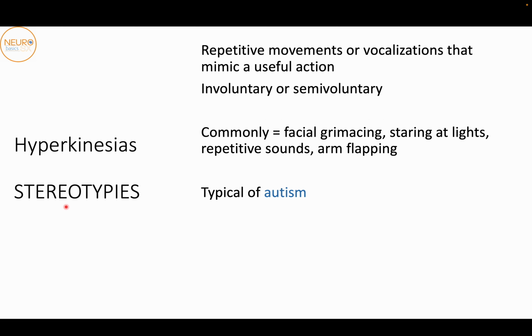There are also stereotypical movements that can be seen in hyperkinesia. So these are movements that actually look like some sort of a useful action, but don't actually end up being useful. So again, these can be semi-voluntary or properly involuntary. Commonly these would include facial grimacing, just staring at lights, making some repetitive sounds, or other stereotypical movements like arm flapping. These are typical of autism.